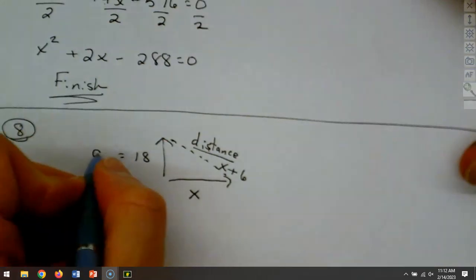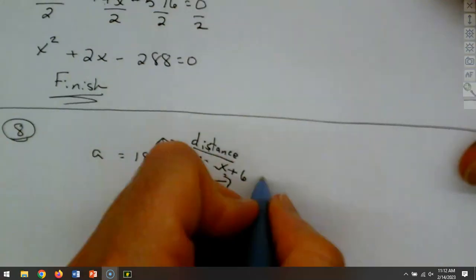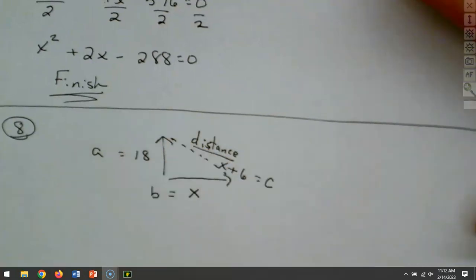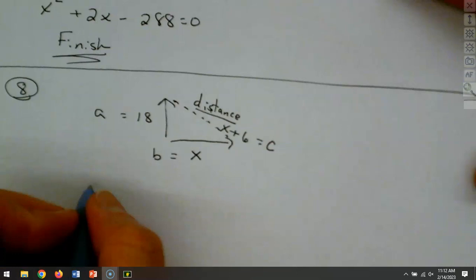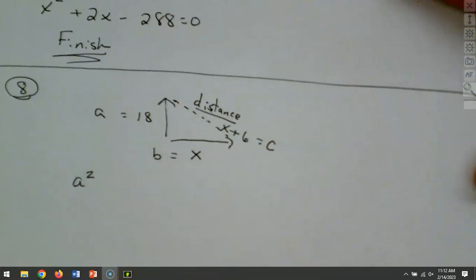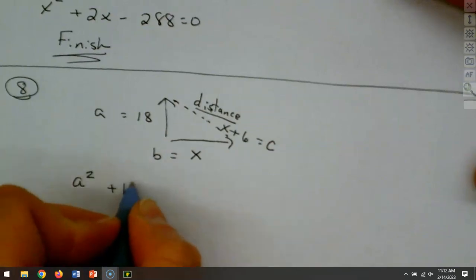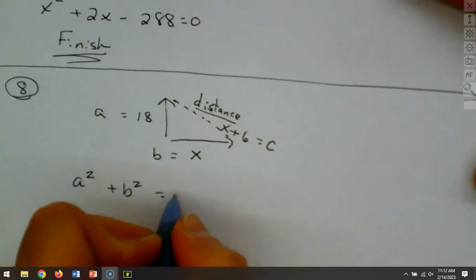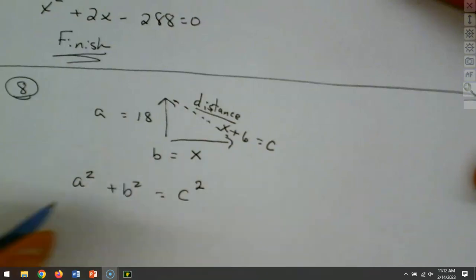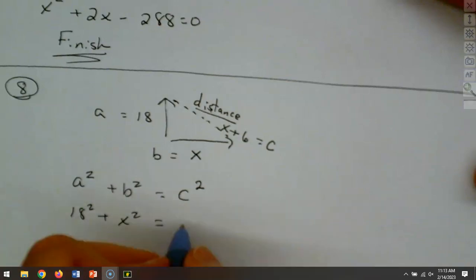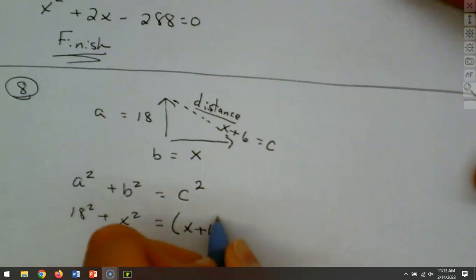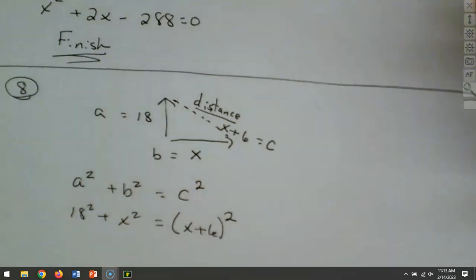And this is your A, this is your B, and this is going to be your C. Right? The diagonal is always the C. And we know from our Pythagorean theorem that a squared plus b squared equals c squared. And that's 18 squared plus x squared equals now x plus 6 quantity squared.